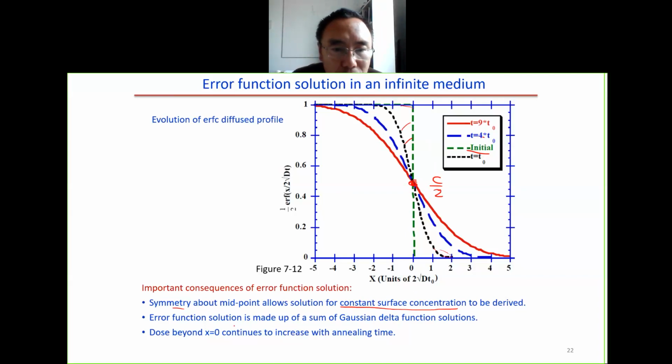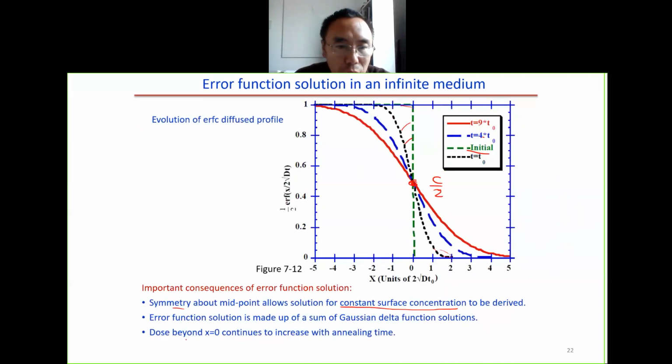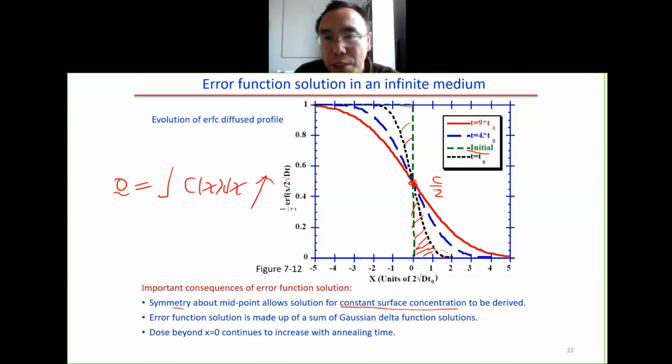This is also important. This error function solution is made up of the sum of Gaussian delta function solutions. This is what we see here, for the integration. Those beyond x equal to 0 continue to increase with the annealing time. See, this is the dose. C dx is the dose. So this one will increase with time. You can see it becomes higher and higher.